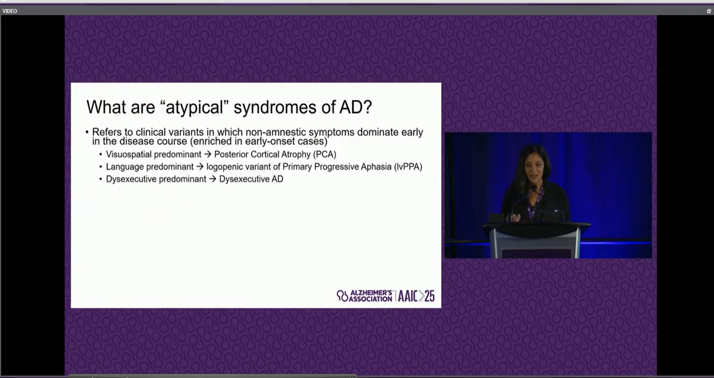Okay, so what are atypical syndromes? These refer to clinical variants in which non-amnestic syndromes dominate early in the disease course. And these variants tend to be enriched in early onset cases.